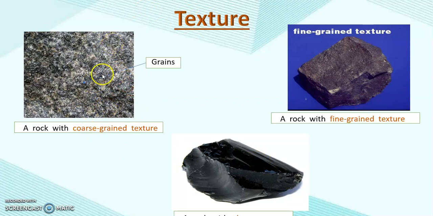This is coarse grain texture. This is a rock with fine grain texture, and a rock with glassy texture, very smooth. So those are the different characteristics of rocks.